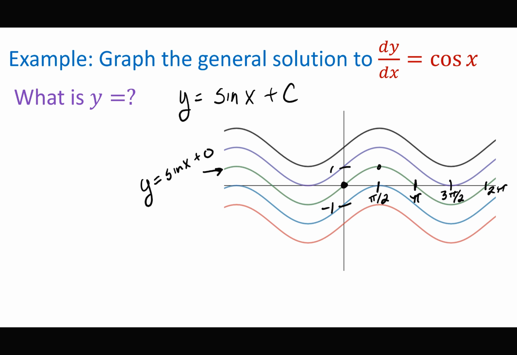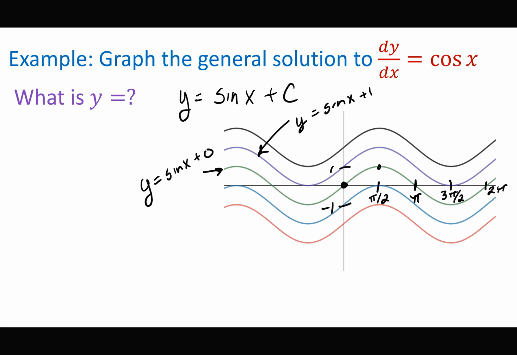So that green line is the sine function. But now if I change it up to, say, this purple line, this purple line here is y equals sine of x plus 1. The line above that would be sine of x plus 2. Or I could go down, and I could say, okay, this would be sine of x minus 1.